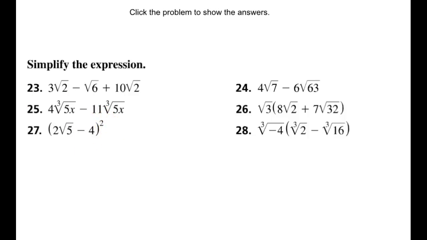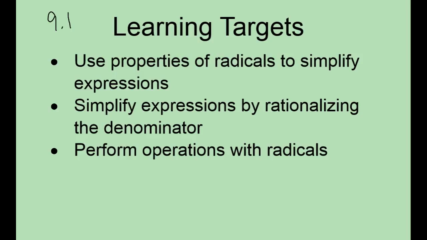So now let's look back at our learning targets and see how we did. Our first learning target today was to use properties of radicals to simplify expressions. And the properties that we really looked at were the product and quotient properties. Then we were able to simplify expressions by rationalizing the denominator, because we don't ever like a radical in the denominator. And then we performed some operations. We added and subtracted and multiplied different radicals together.